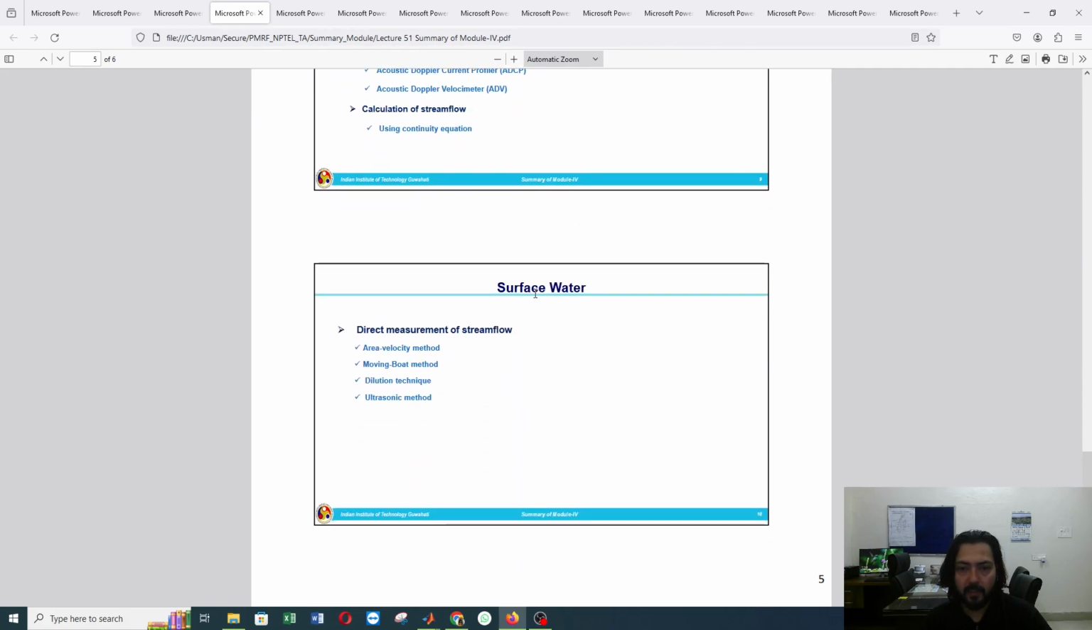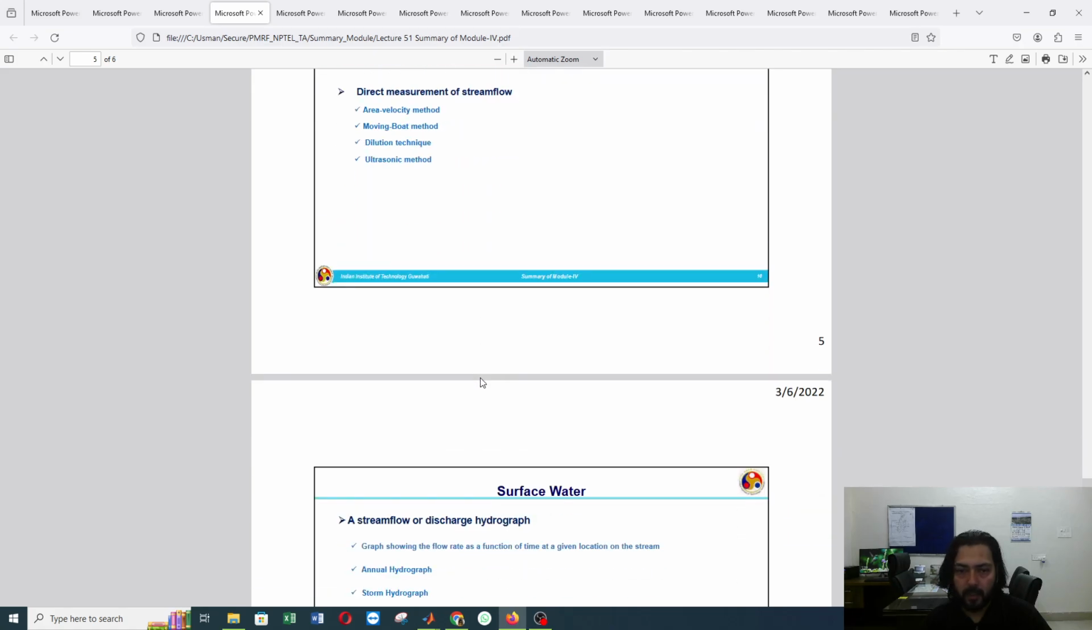Then we have seen that stream flow could be measured by direct measurement also. In direct measurement we covered the area velocity method, moving boat method, dilution technique, and ultrasonic method. And we have seen numericals on area velocity, moving boat, and dilution technique.